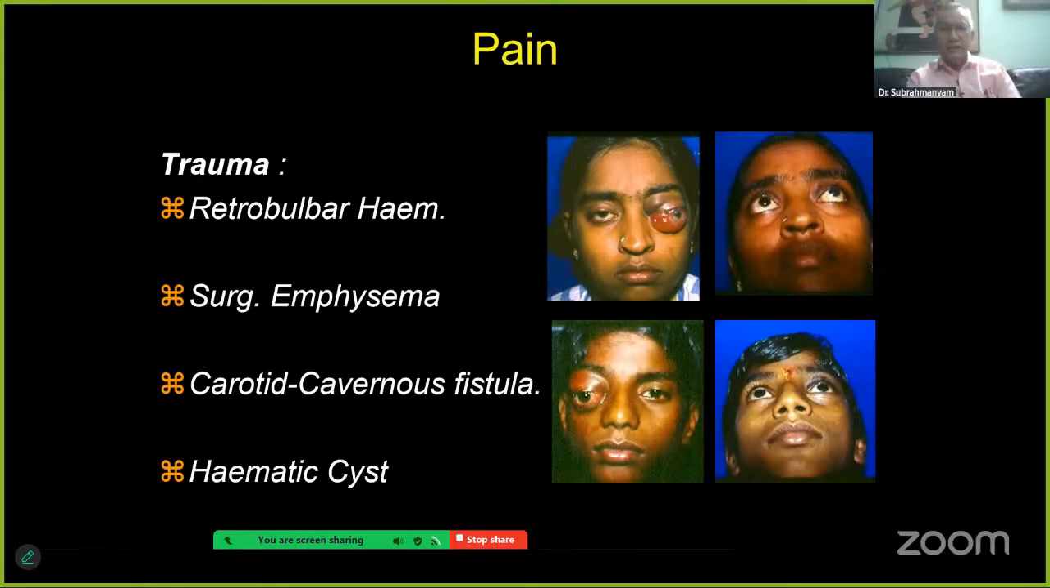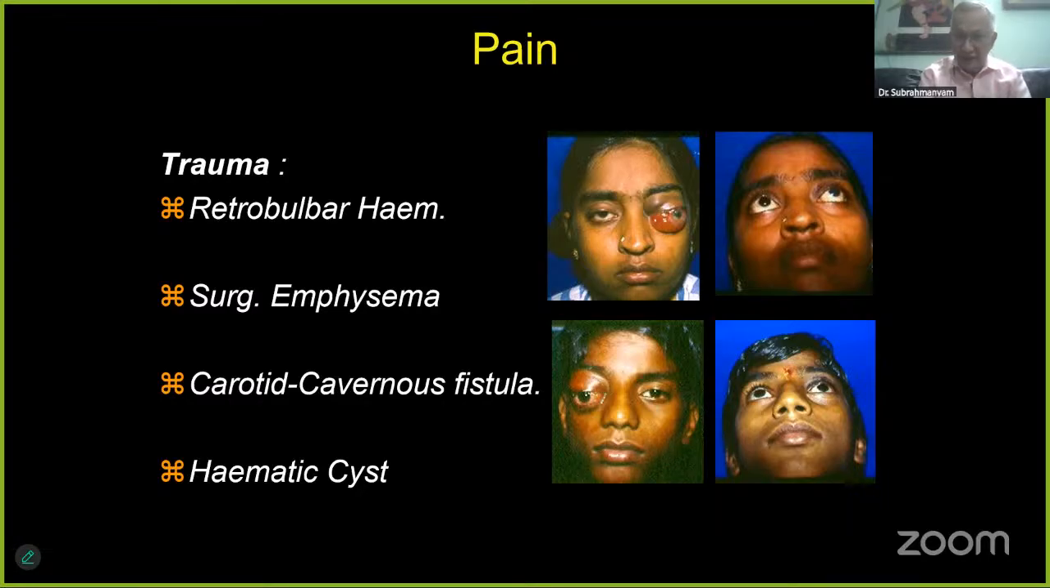Proptosis can occur because of trauma, and trauma can cause proptosis in various ways. Immediately, there could be a retrobulbar hemorrhage. If the retrobulbar hemorrhage is severe, it can cause proptosis. It can compress the optic nerve.